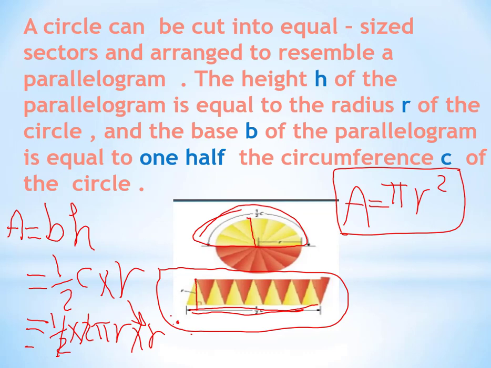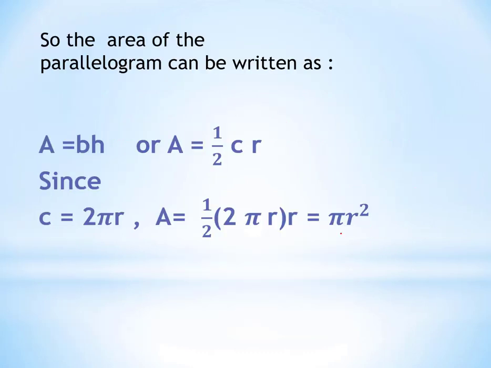Let's see that proof again. Okay, the area of a circle equals the area of the parallelogram that we drew. The area of a parallelogram equals base times height. So the area of the circle equals half the circumference, which is the base. The base is half the circumference, and the circumference equals 2 pi r. So we substitute the circumference here by 2 pi r. And then we simplify the 2 with the half. Then we get pi r times r, that equals pi r squared.